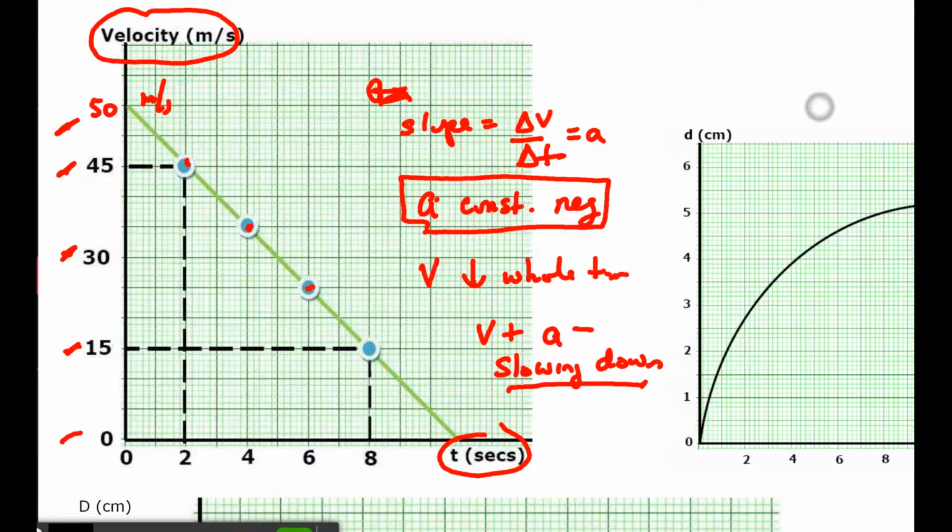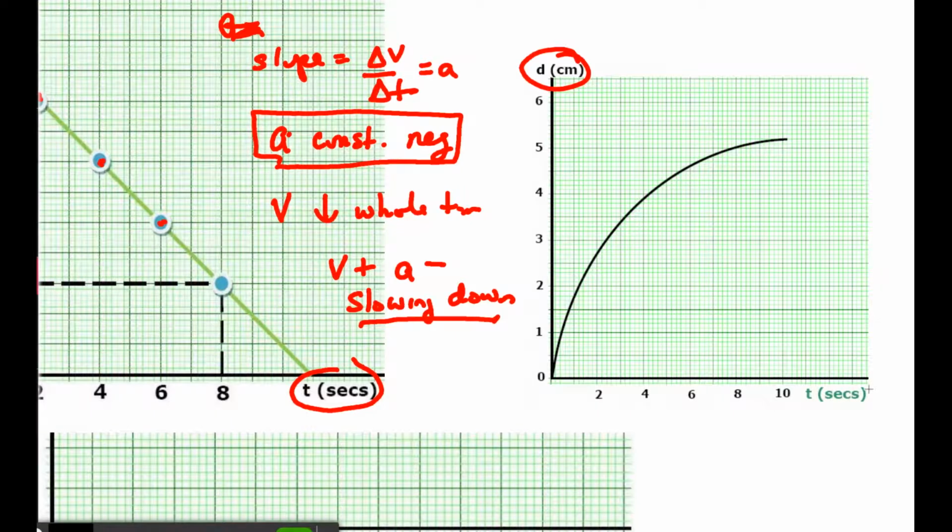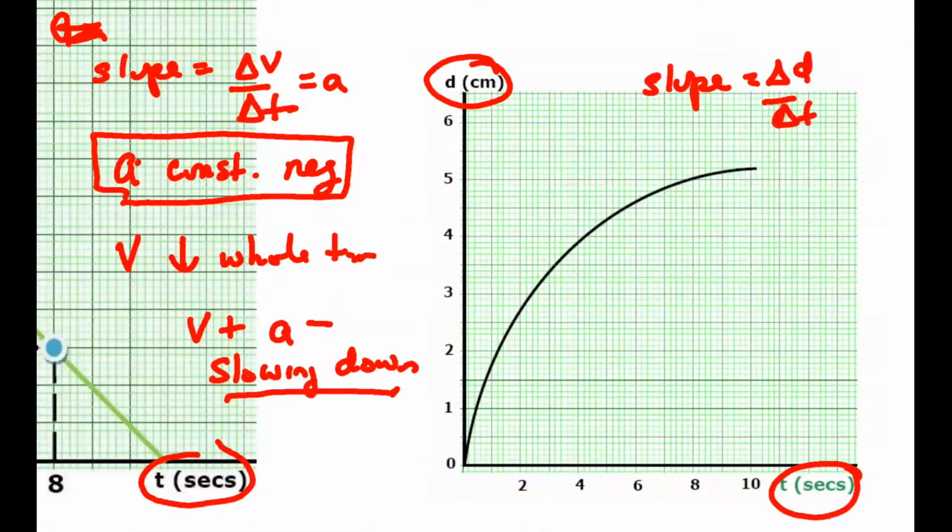Now let's be careful. Let's look at this one here. Let's circle what's on here, D and T. What do we remember about D and T? The slope is delta D over delta T, which is velocity. So now we can analyze this. It starts out really steep. First of all, the velocity is positive the whole time, isn't it? It's got that positive tilt and is decreasing in a very smooth way. Do you notice how smoothly this is decreasing? It's like an exponential plot. It's nice and smooth. So velocity is positive and decreasing.